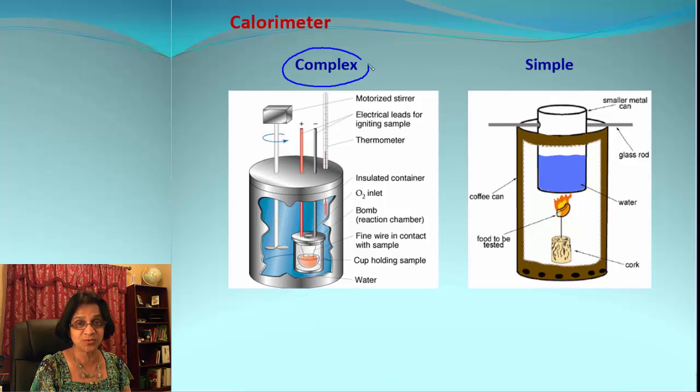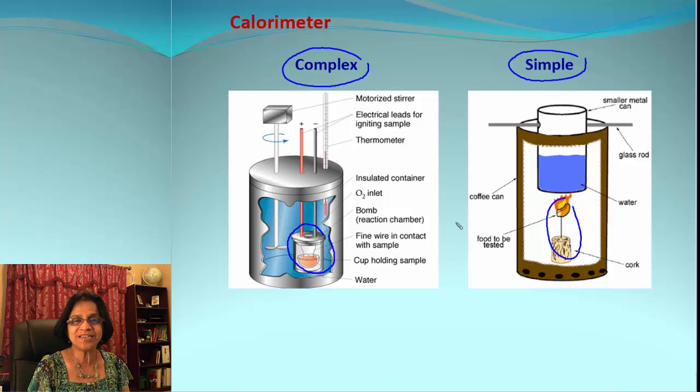One is the complex one which we use in industry, and one is the simple one which we may use in our labs. Both calorimeters have the same function. There is a small container where we can hold a food particle, and that food is burnt, and as the food is burnt, water is allowed to heat, and we measure the initial and final temperature of water, and based upon those calculations we find out food calories.